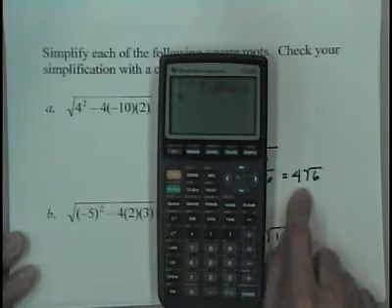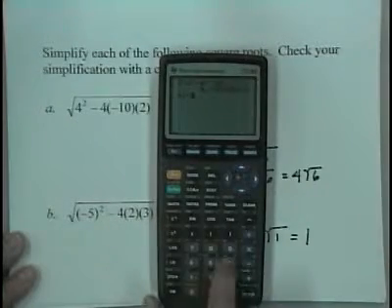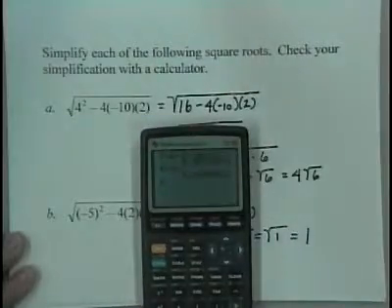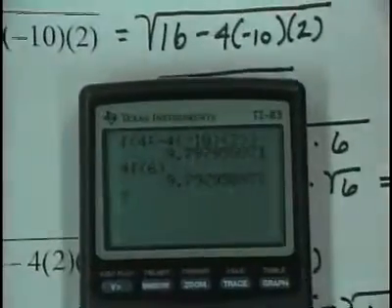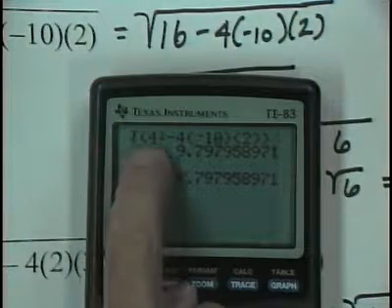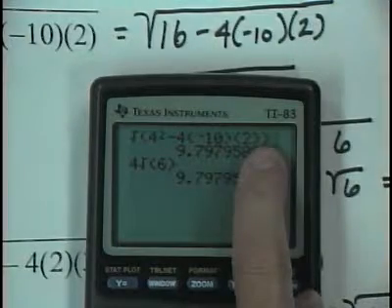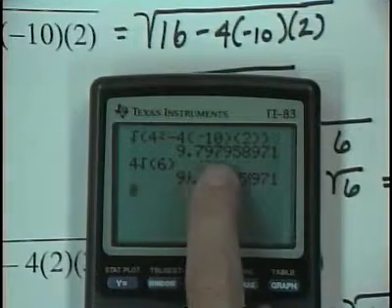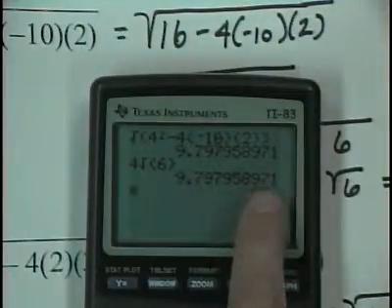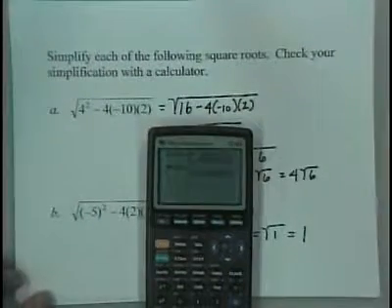Let's enter also 4 square roots of 6 and see if that's the same decimal, and it is. I'll zoom in and let you take a look at what I entered on my calculator. I have the square root of 4 squared minus 4 times negative 10 times 2 with a closed parenthesis for the radical gives me this decimal, and then 4 square roots of 6 gives me the same decimal. So our first problem checks.